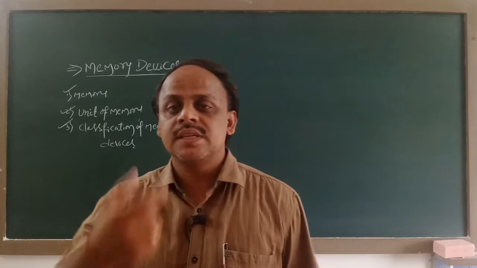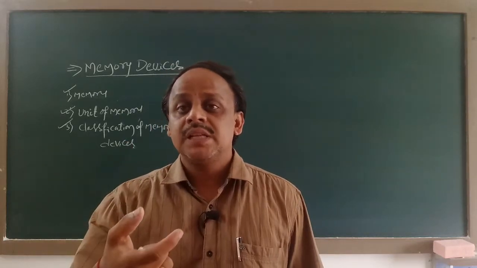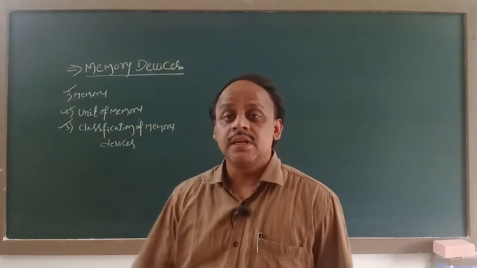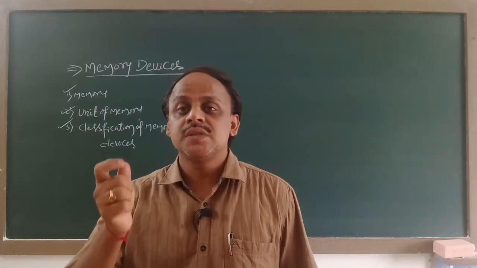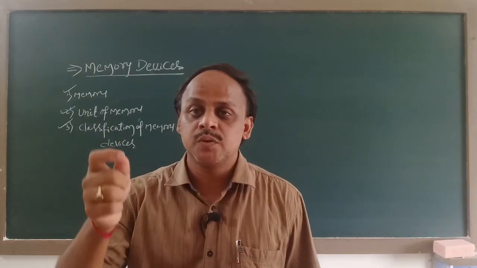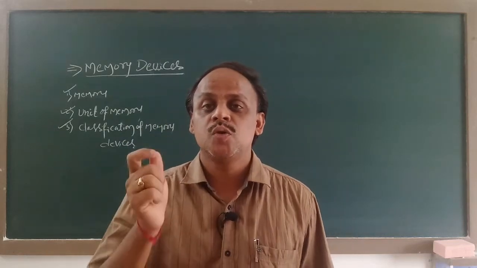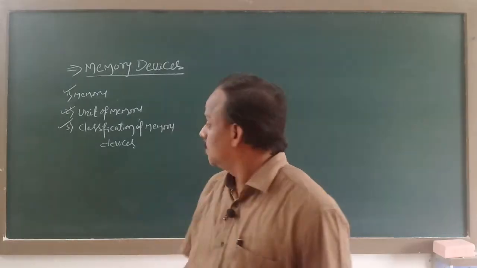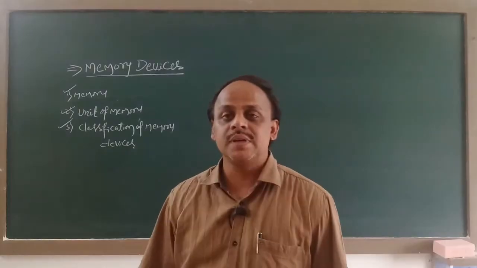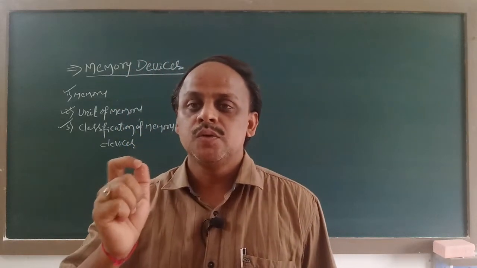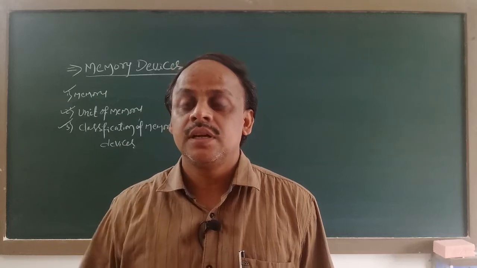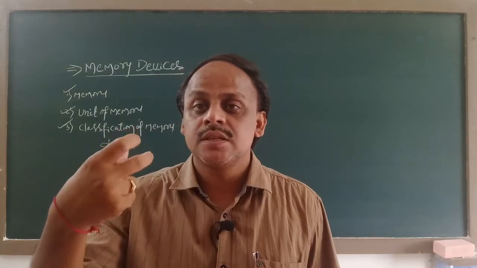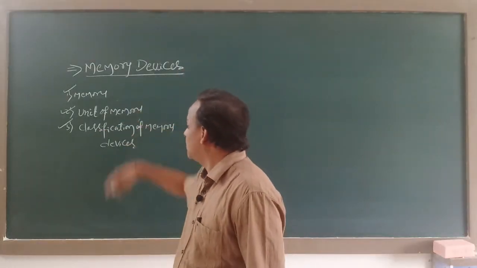So let us see first what is a memory. Memory means computer memory itself. What is meant by a computer memory? It is a place where user entered information or data is going to be stored. That storage location is called memory, right? Whenever the user enters data or information, that is going to be stored in some place. That storage place is referred to as memory.